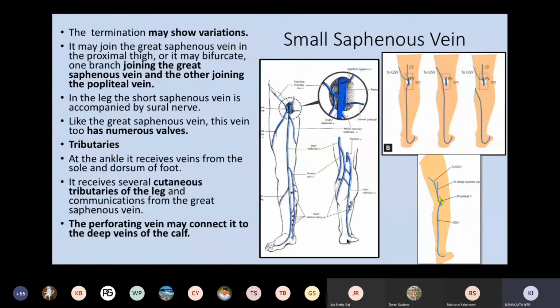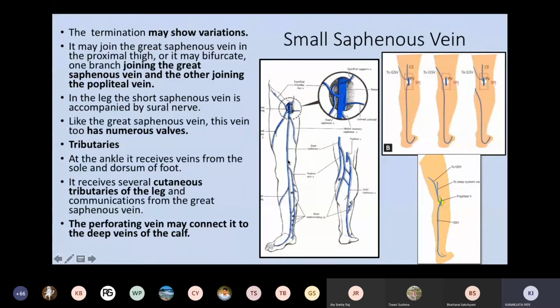It will drain from the sole as well as the dorsum of the foot, the veins, and as it goes up, it will be receiving many cutaneous tributaries in the leg. Then there is a perforating vein which connects the short saphenous vein to the posterior tibial veins. Now, the posterior tibial artery is there. It is accompanied by venae comitantes of the posterior tibial vein. It will open into this, and this is called the lateral perforating vein. So these are the tributaries.